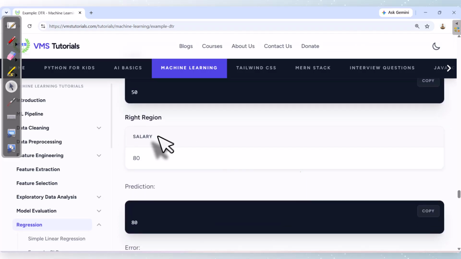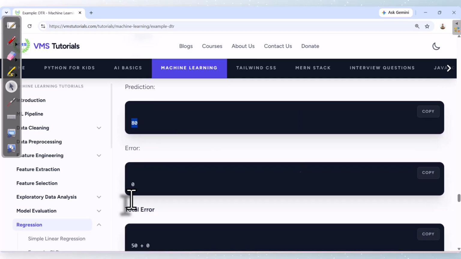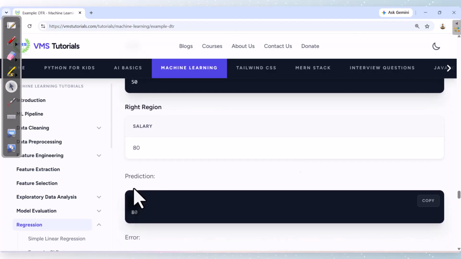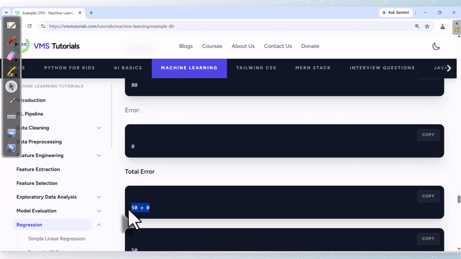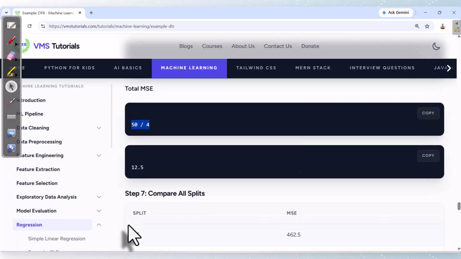And similarly, calculate for the right region. Only one point, which is 80. So the prediction will be 80. So 80 minus 80, the error will be 0 for that. Now what is the total error? 50 for the left region plus 0 for the right region, so totally 50. How many samples are there? 4 samples. So that is 12.5.